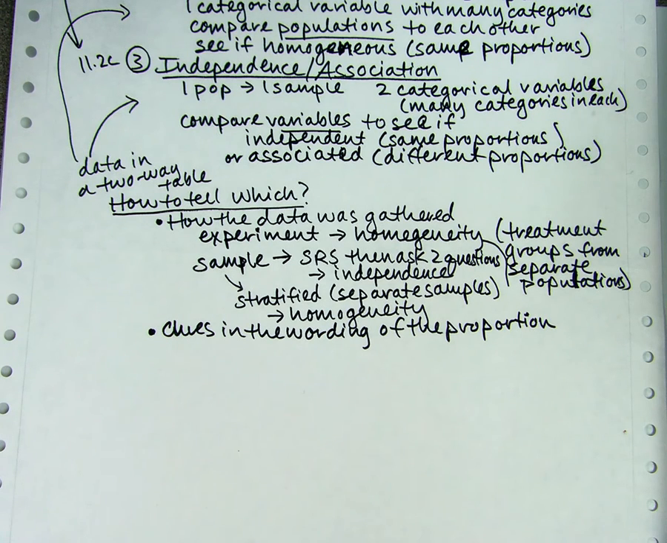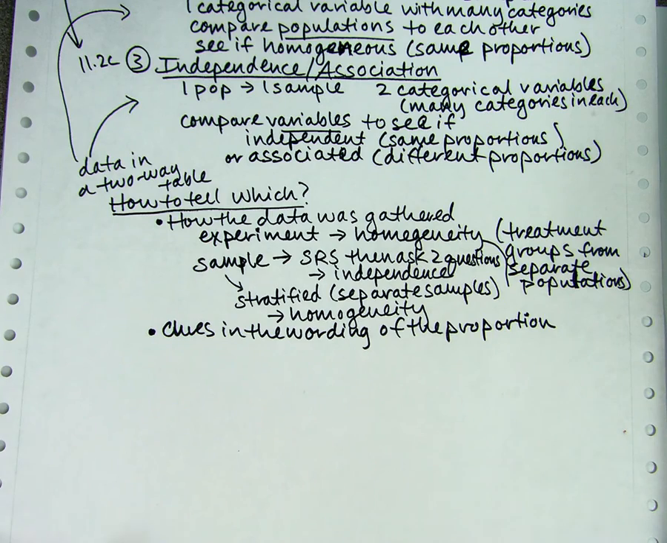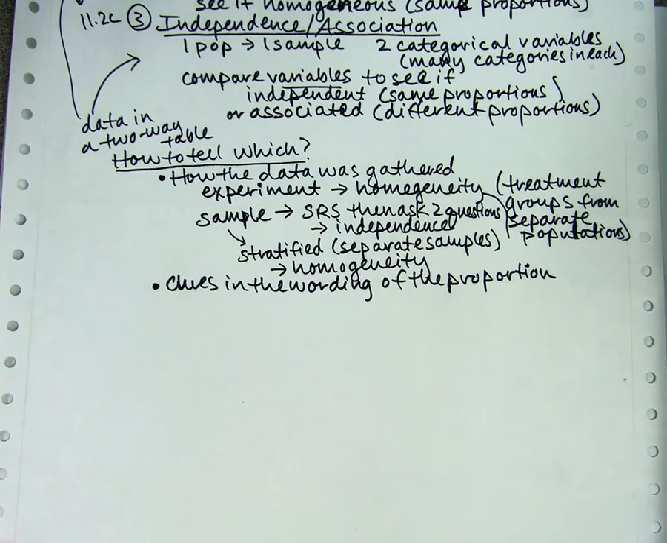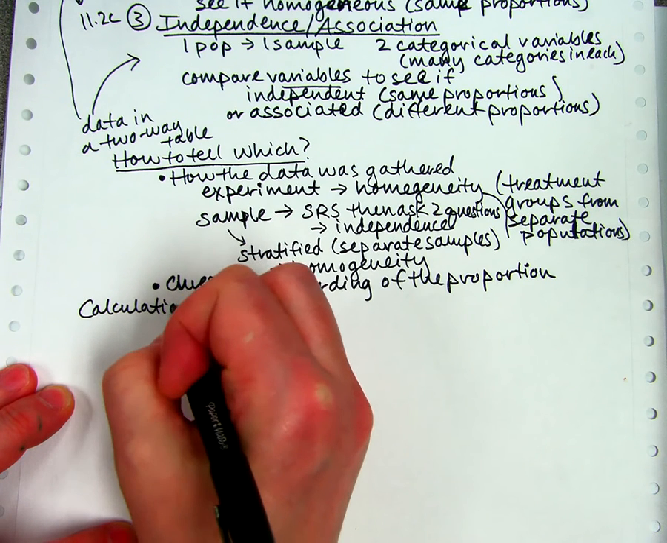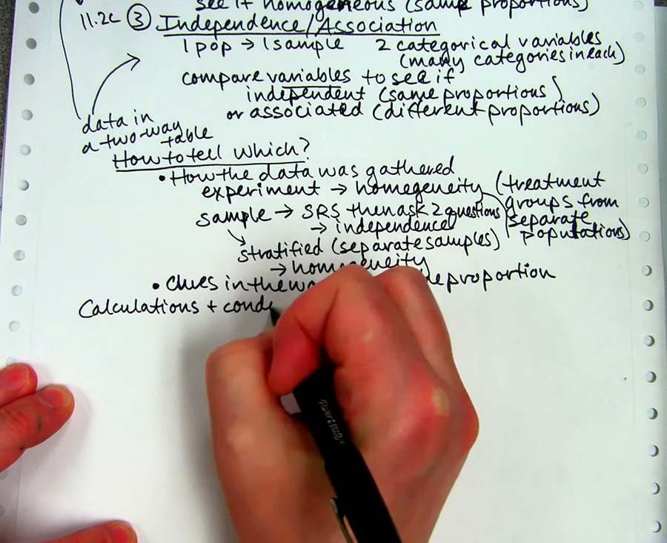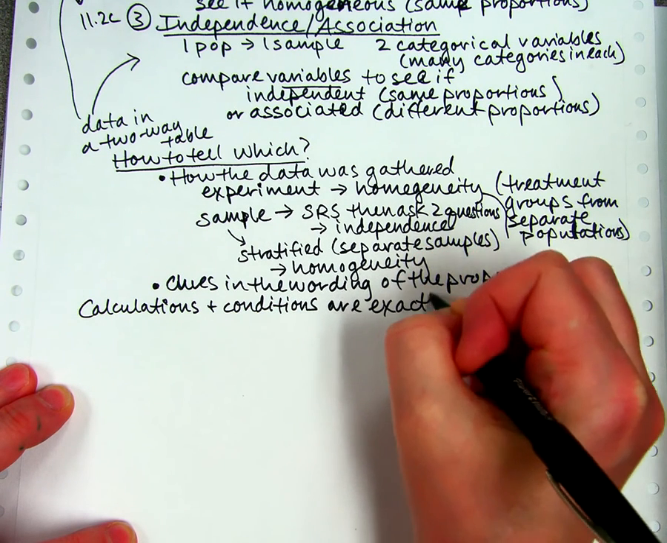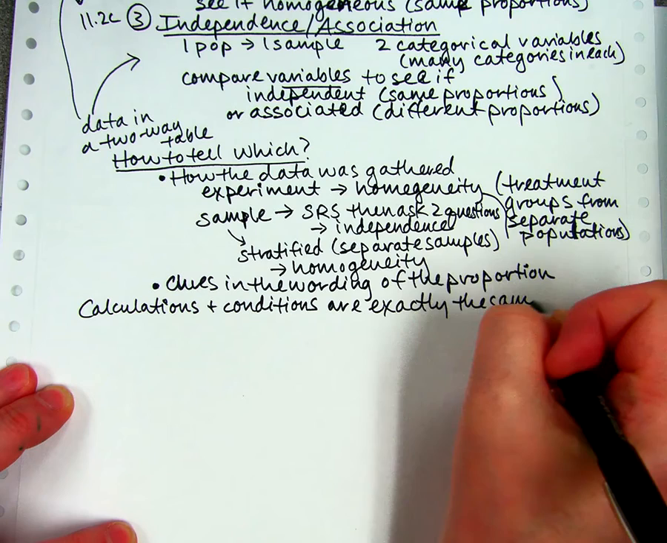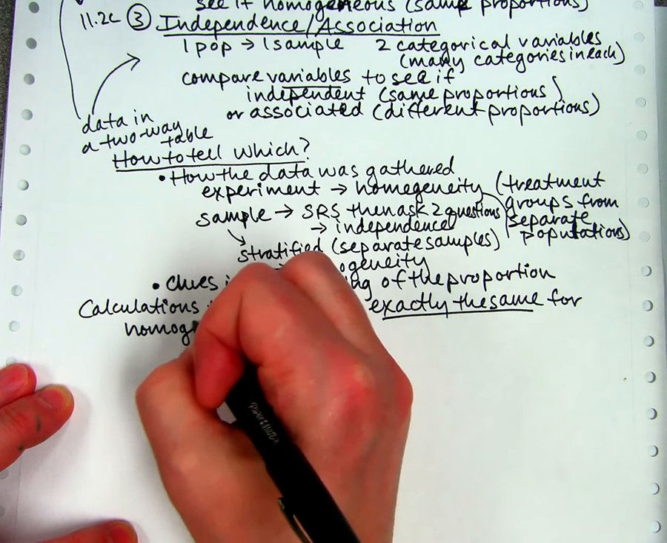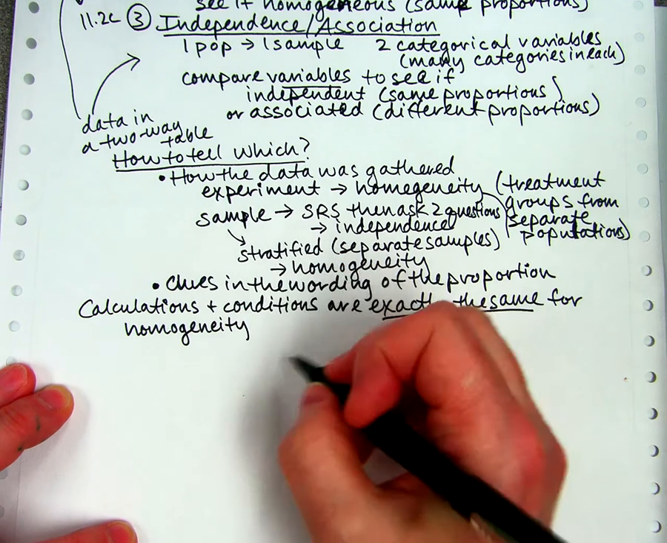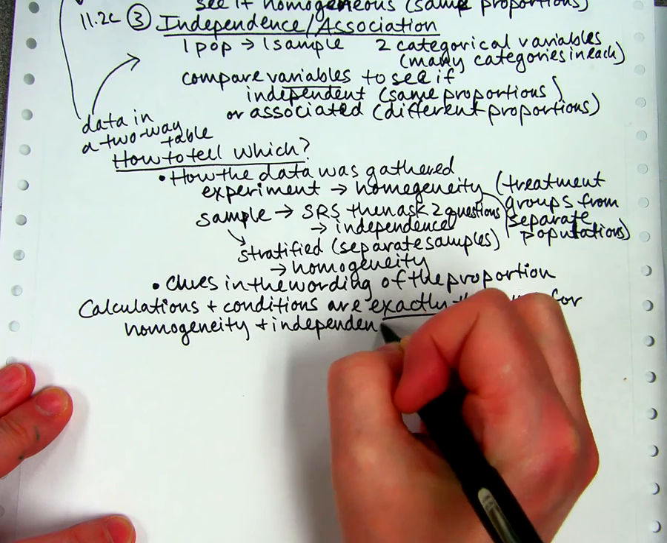That's how you tell the difference between these. That's just an example. The good news is, once you've decided which is which, almost everything else is the same for both types. Homogeneity and independence are almost the same test, so the calculations are the same, and the conditions are the same for homogeneity and for independence. So that's kind of nice. It means you already know how to do it, except guess what isn't the same? The other two steps. So that's what I'm going to talk about.